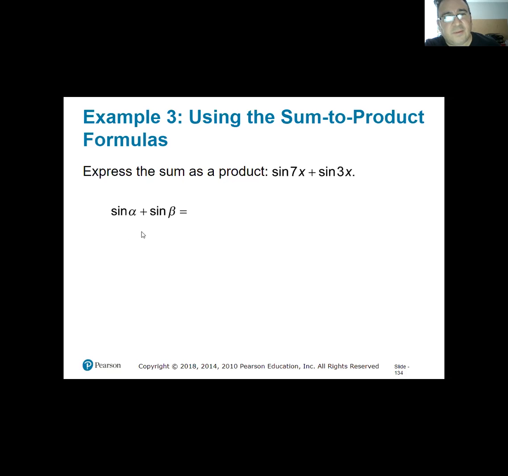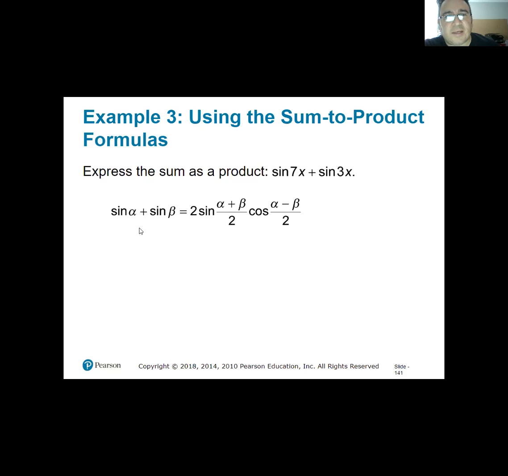What's the formula, anybody, for this? 2 sine alpha plus beta over 2, cosine alpha minus beta over 2. Very good. Okay, good job. Now, you can go ahead and fill them in with the values.